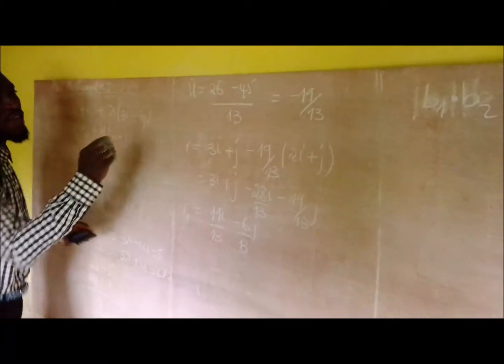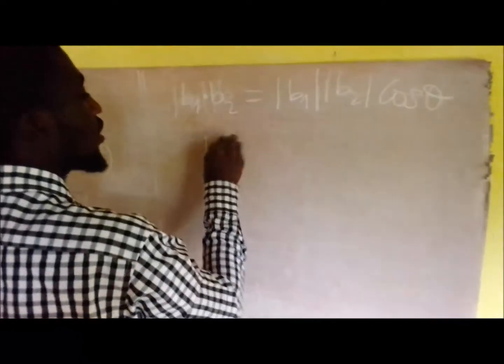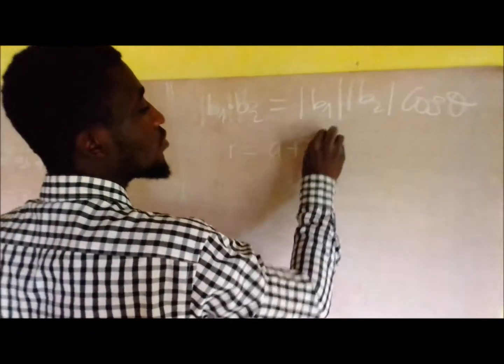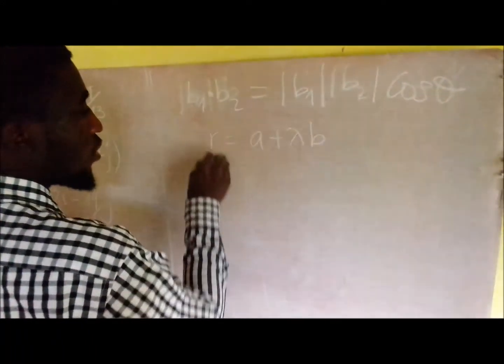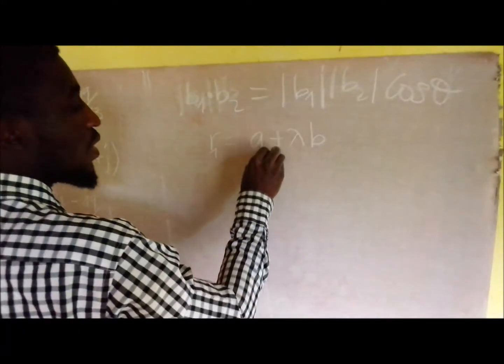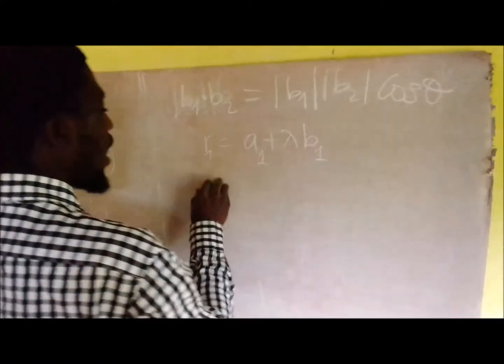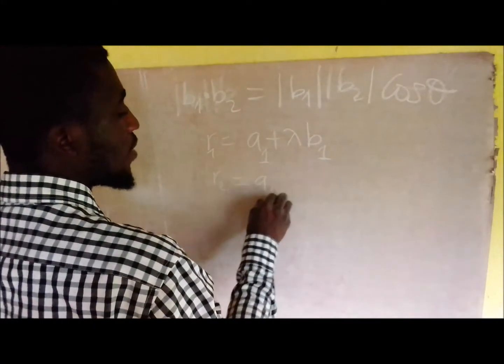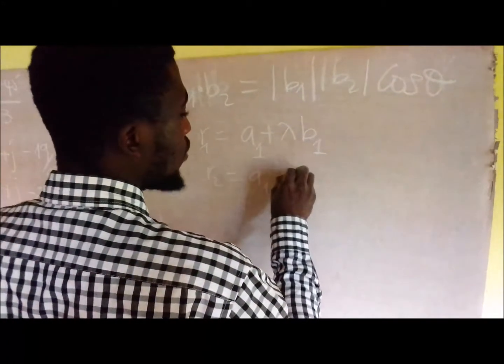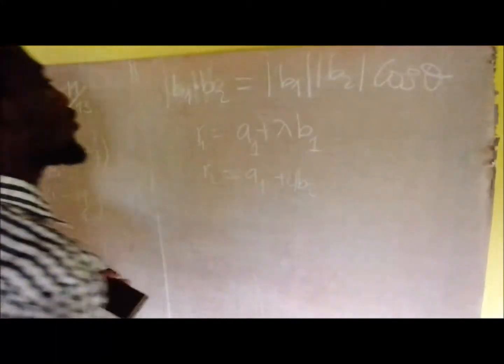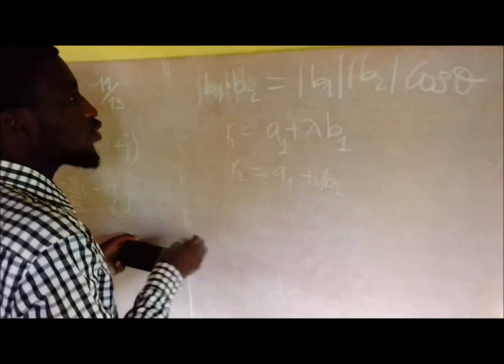Every line is written in the form r equals a plus lambda b. So the b we're talking about means r1 is a1 plus lambda b1, and r2 is a2 plus mu b2. So this is what we're going to have.